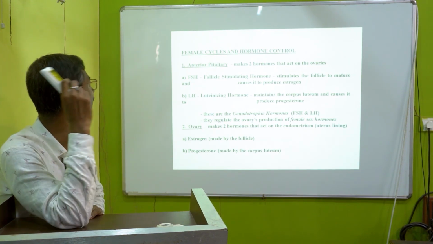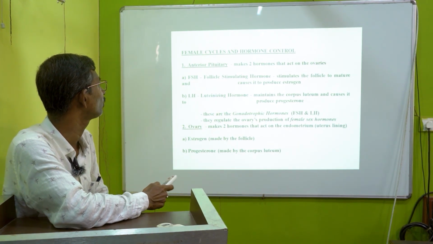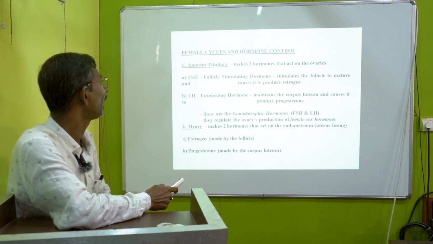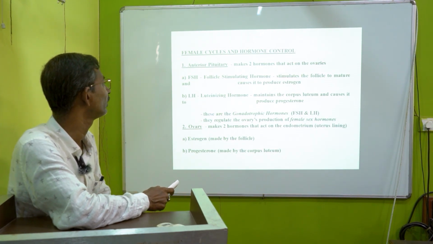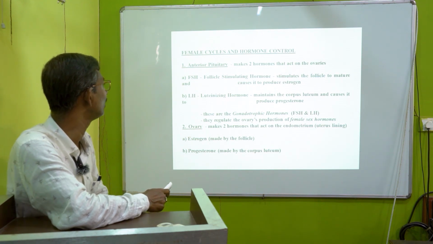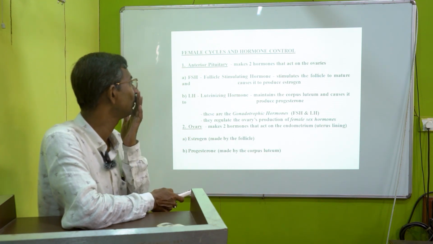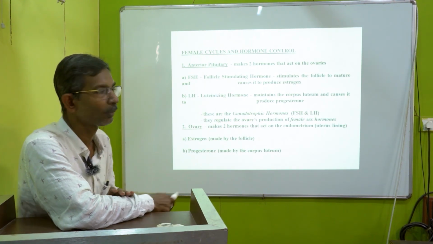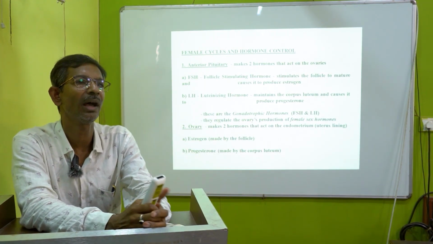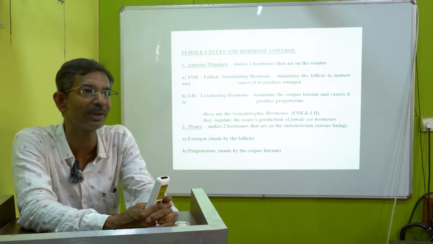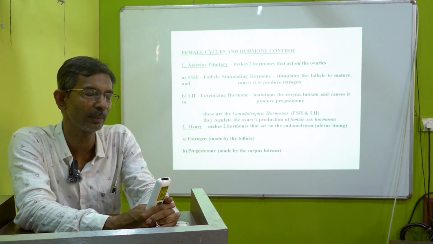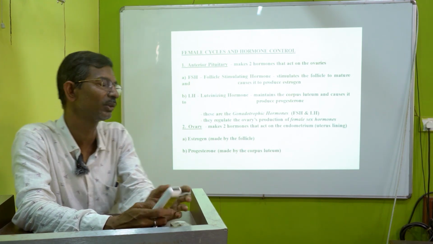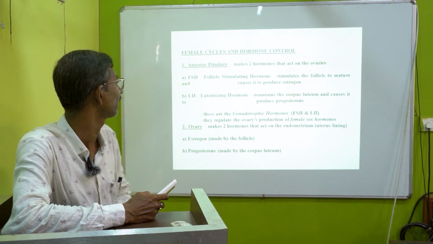LH and FSH are secreted from the anterior pituitary and act on the ovaries. FSH, the follicle stimulating hormone, stimulates the follicle to mature and causes it to produce estrogen. LH, the luteinizing hormone, maintains the corpus luteum and causes it to produce progesterone. We know that at 14 days there is ovulation, and after ovulation the ovum is released from the Graafian follicle, and after the release of the ovum, it is called the corpus luteum.